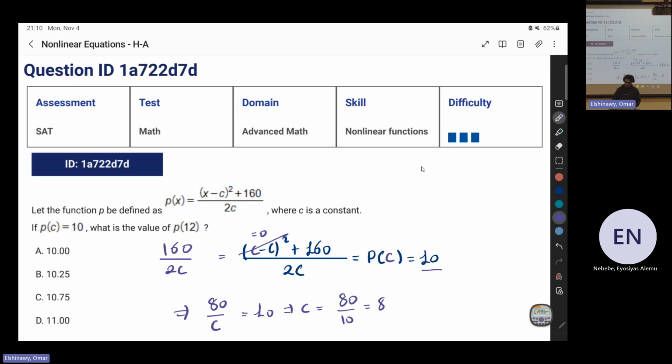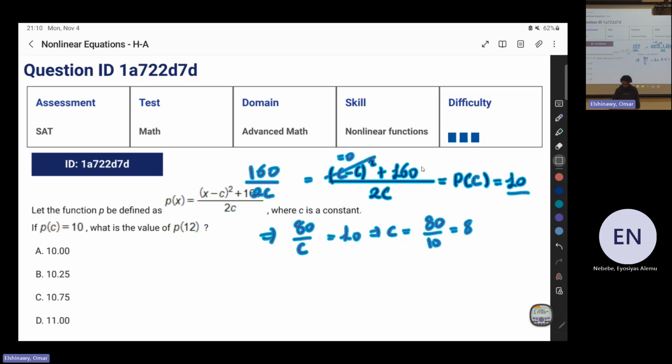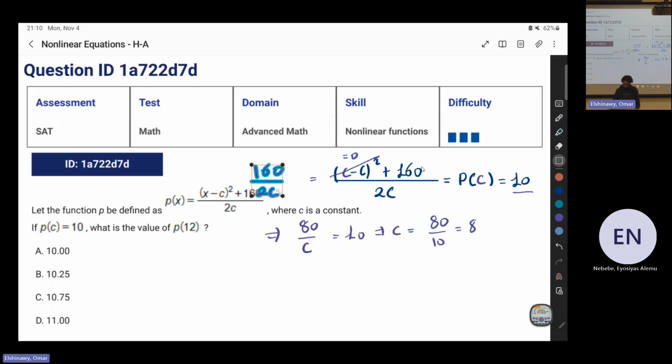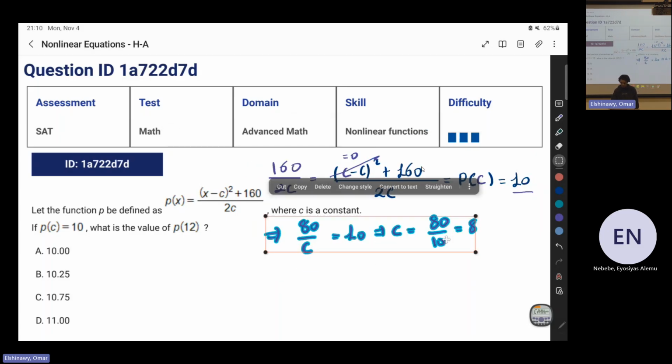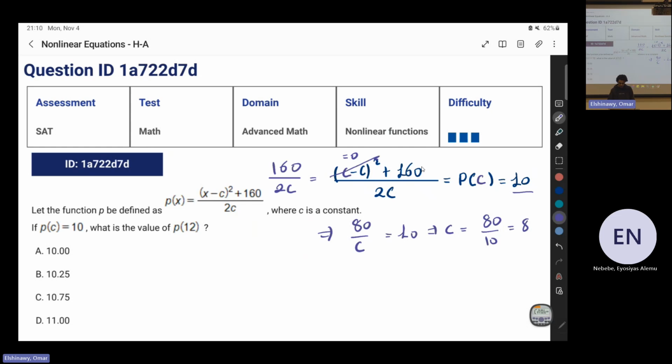Exactly, so we agree on this. That's what we do if P of C equals 10. But we need the value of P of 12. This is the fact you will use to find P of 12, because if you try to find P of 12 without finding C, then here's what you get. P of x is equal to the following. This is just the definition given in the exercise.